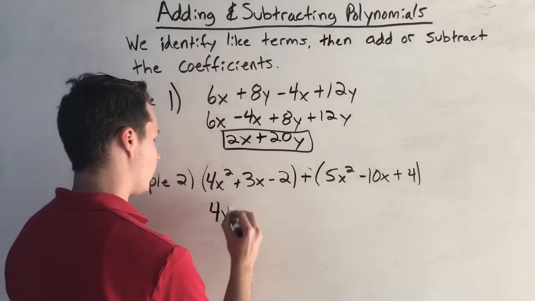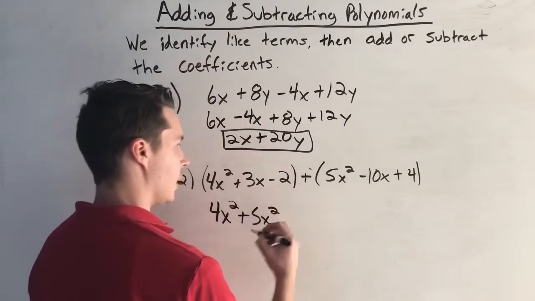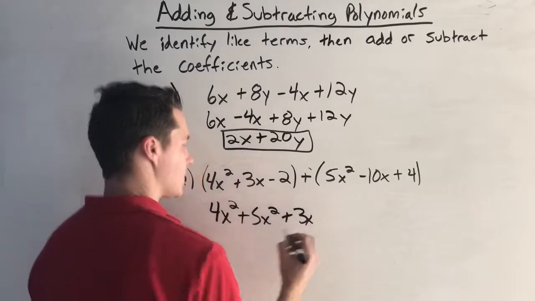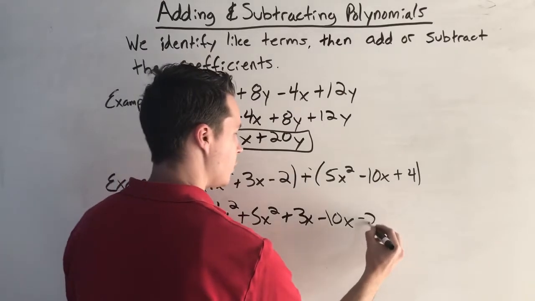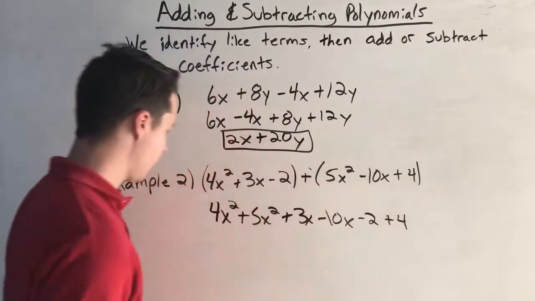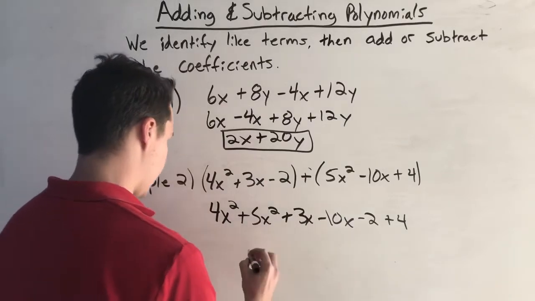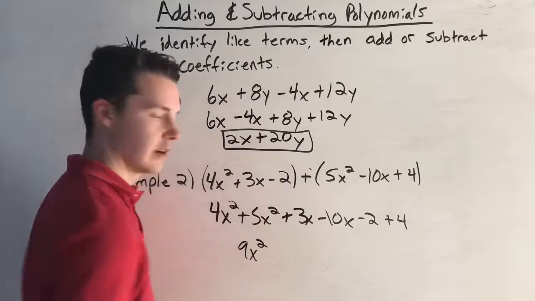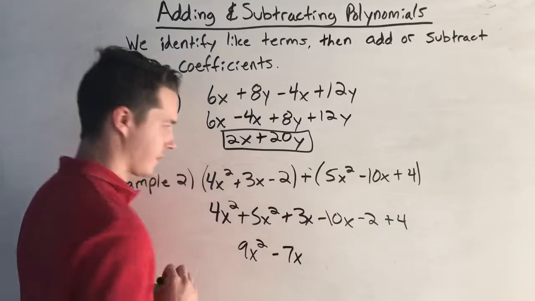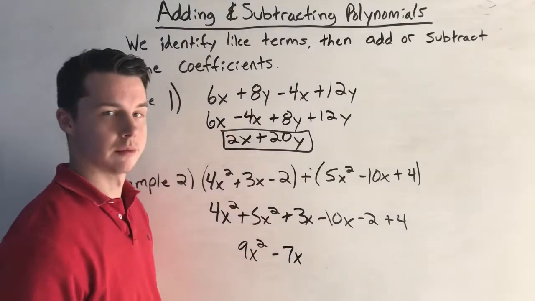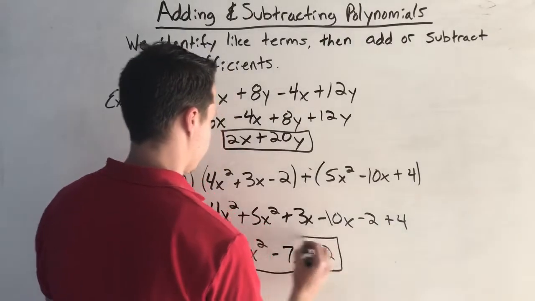We're going to have 4x squared, and then the other one has to be another x squared, so we have plus 5x squared. Okay, no more squares. Plus 3x minus 10x, okay, like terms, minus 2 plus 4. Okay, this is just simple adding and subtraction. So we have 4 plus 5, which is 9x squared. Okay, 3x minus 10x, that's a negative 7x. And then negative 2 plus 4. Well, negative 2 plus 4, that'll give us positive 2. And this is our answer.